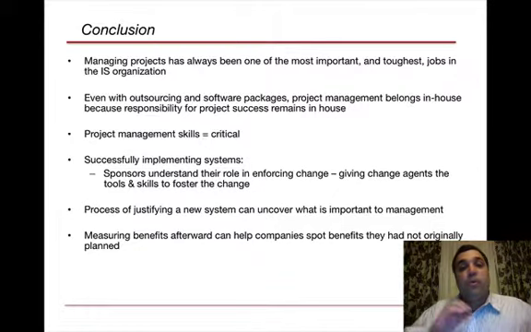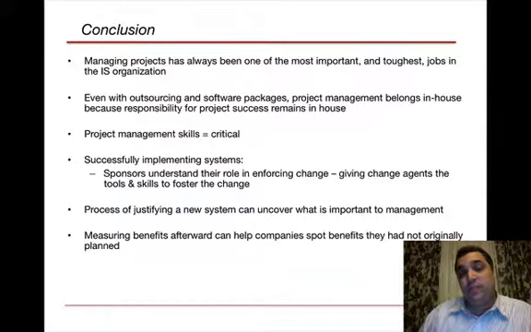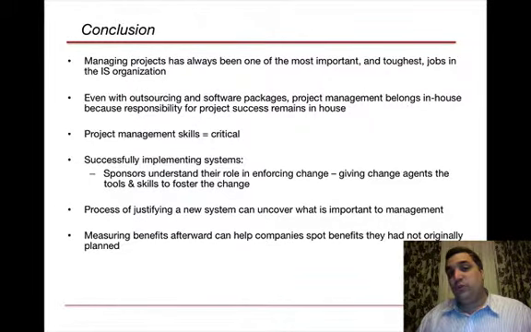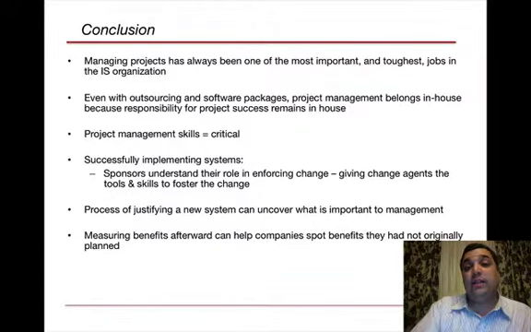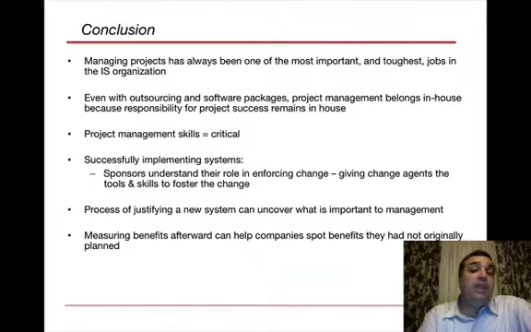They understand what the value is and what the risks are, so that as scope creep or budgetary problems occur, you can bring everybody to the table and come up with a remediation plan. The process of justifying a new system can uncover what's really important to management. If we go through the process of trying to justify a new system, management may actually begin telling you where their long-term strategy is. This is why architects are very important to this discussion, because they should already know what management ultimately wants. This should never be a surprise.